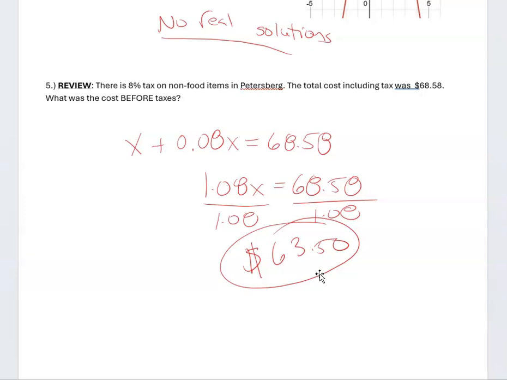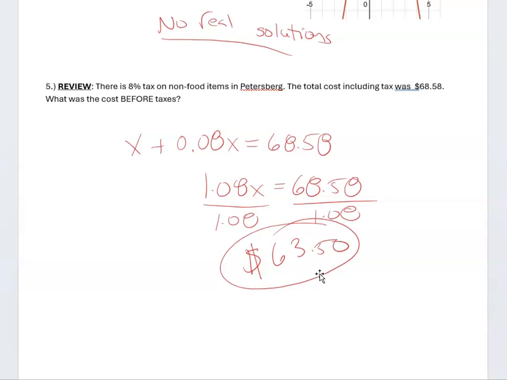So you have to write an equation of cost plus tax equals total. Cost we don't know is x, tax is 8% of that, 0.08x, and the total is $68.58. They combine to be 1.08x equals 68.58, and when you divide, you get $63.50. And you could always try this: $63.50 plus 8% of that, and you will get $68.58.